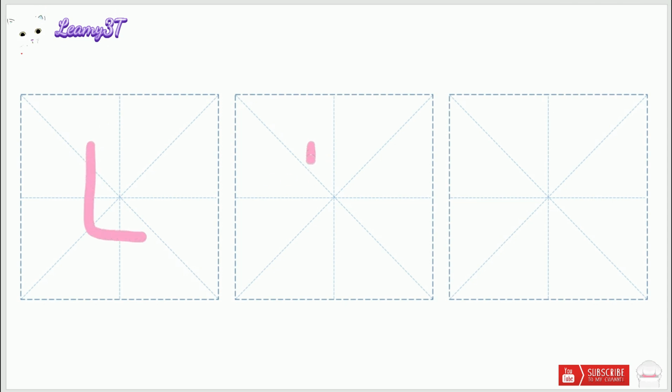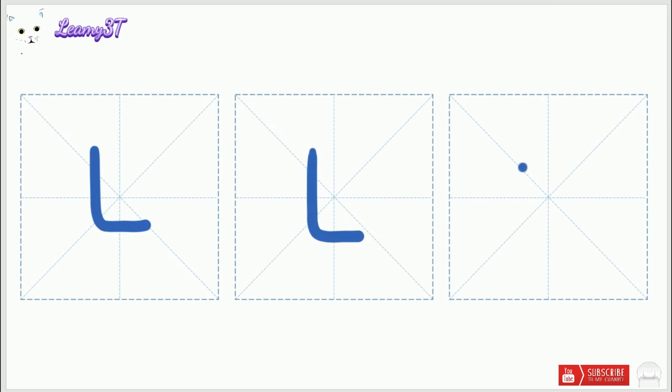shùwān. Of course, you can make it shorter. shùwān, like this. This is fine. Again, shùwān. One more time, shùwān.